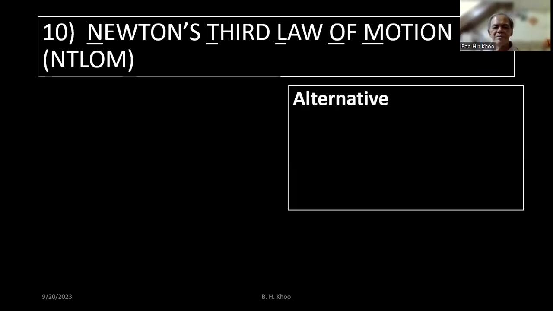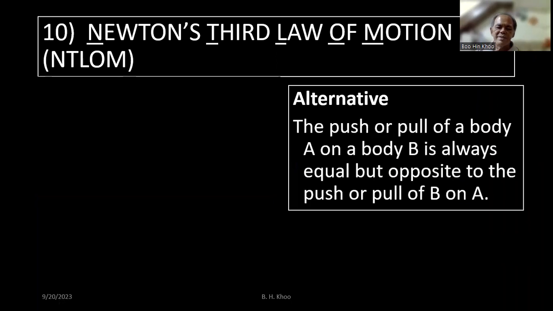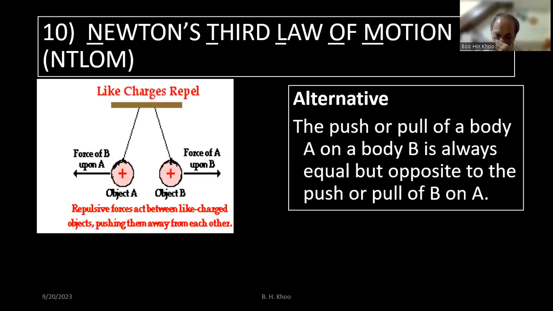Alternative way of expressing it: the push or pull of a body A on body B is always equal but opposite to the push or pull of body B on A. Right? You have to memorize all this because it's required. Example, this is your string. This is your object A, positively charged. Object B, positively charged. You can use a balloon, charged positive.